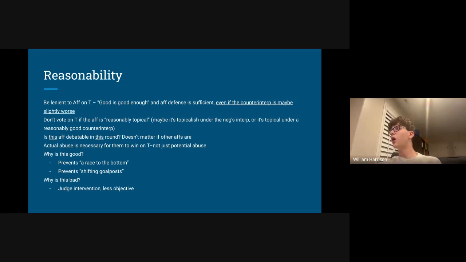If we're arguing that an AFF is reasonably topical, it's really hard to have a substantive debate about whether they are reasonably topical. So you end up in this situation where the judge at the end of the round is forced to decide whether they are reasonably topical and whether their defense is sufficient, even if the defense doesn't quite meet the extent of the neg's offense. It's also less objective. Between judges, you'll see much more variability in their decisions on reasonability than on competing interps.